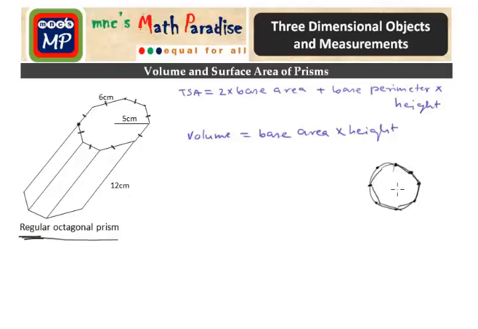Regular octagon means from the center of the circle each vertex's distance is the same.